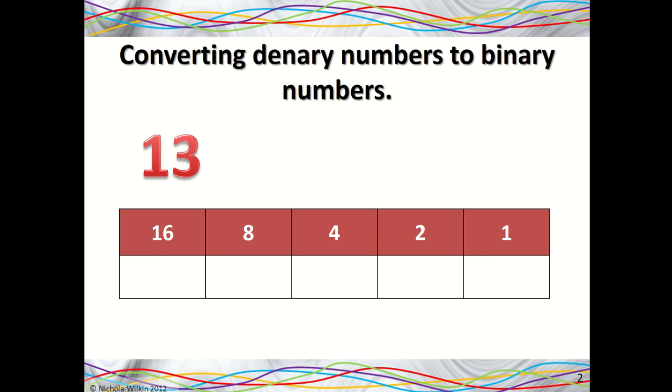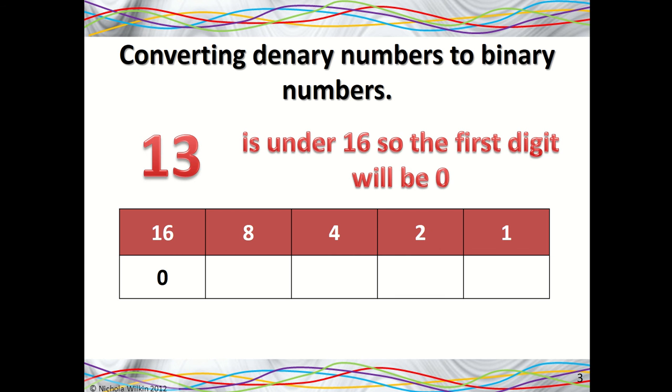Now we're going to convert it the other way around. We're going to convert from denary numbers to binary numbers. So in this case, we have still got the same place headings. So now we decide that 16 does not go into 13, so we put a 0 underneath the 16. Then we know that 8 goes into 13, so we put a 1 underneath the 8.